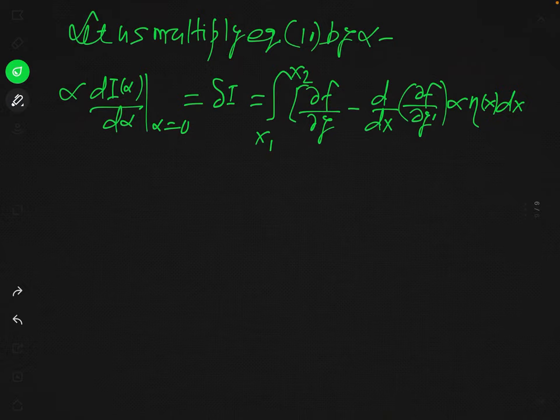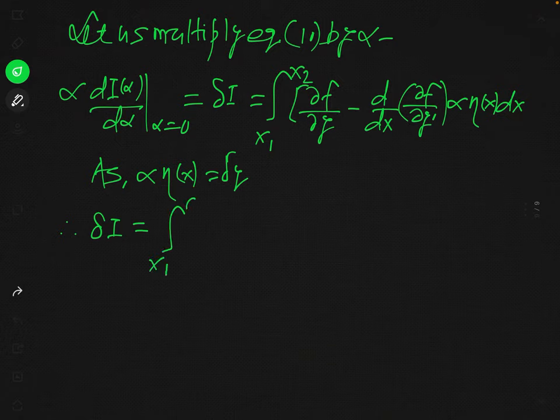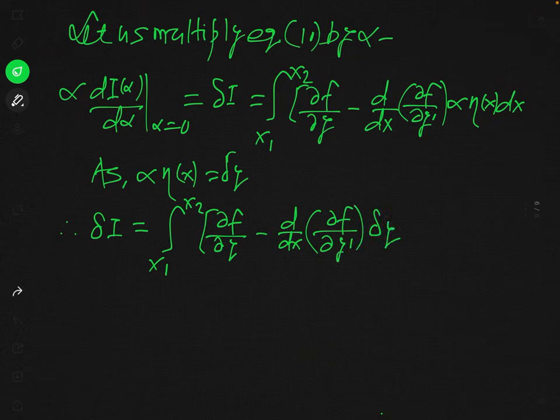So as we know, alpha times eta of x is equal to delta y. Therefore, you can write delta I is equal to integral x1 to x2 of del f by del y minus d dx del f by del y prime, times delta y dx. This is also a very important equation.